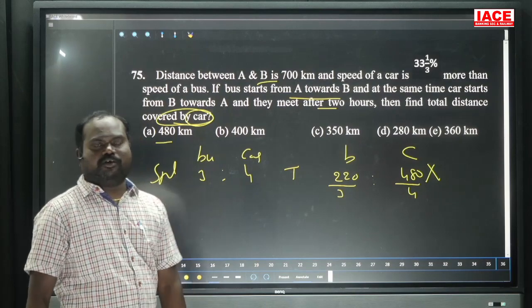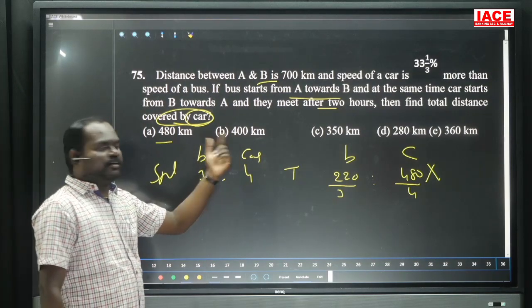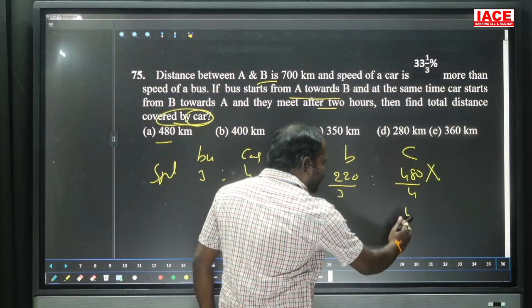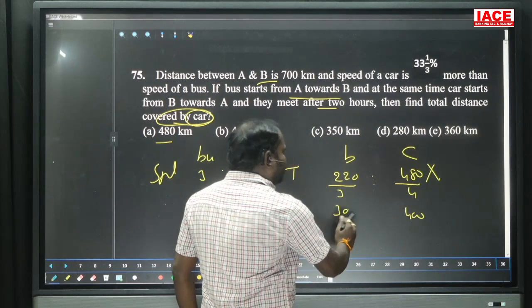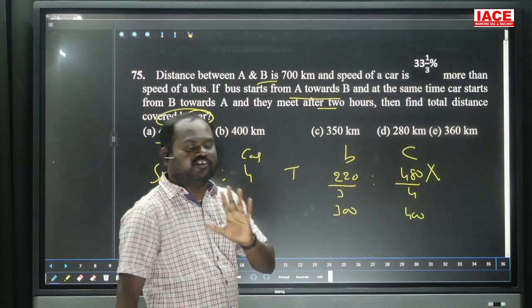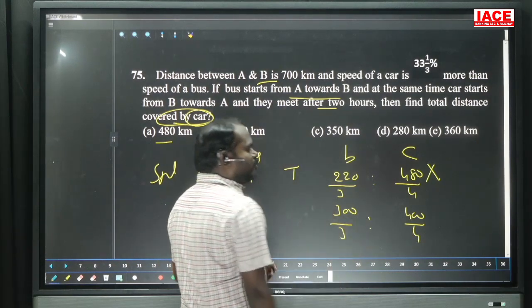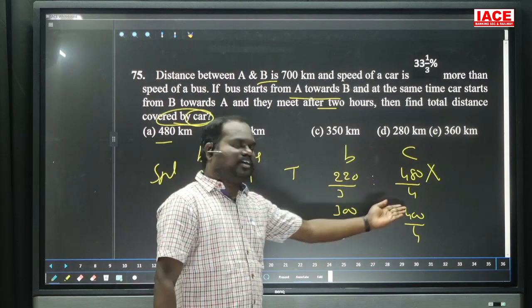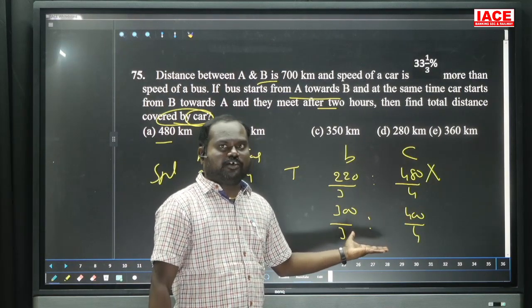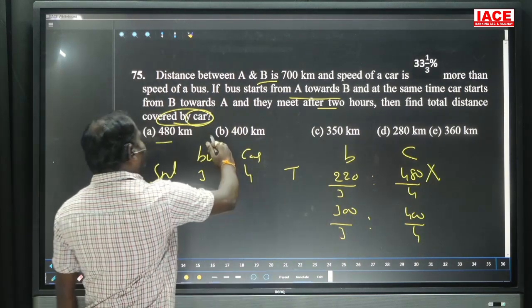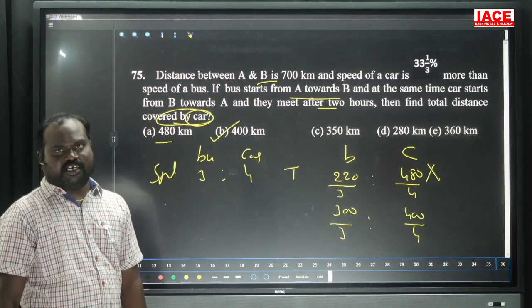Go for the next option. What is the next option? 400. If the car distance is 400, the bus distance will be 300, because the total distance is 700. Speed is 4 and speed is 3. Can you get a 1:1 ratio? See, 100 and 100, clearly a 1:1 ratio because the timings are equal. So obviously which option is satisfying? Option B. Option B satisfies the condition. Right? Next.